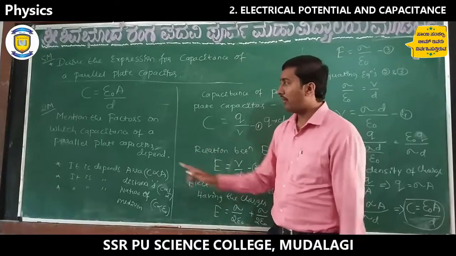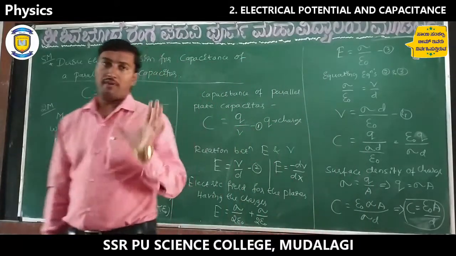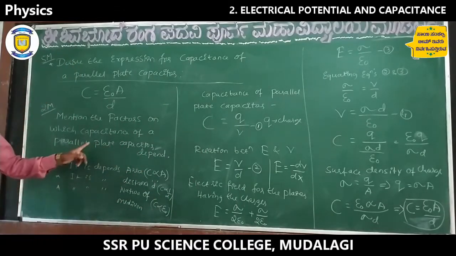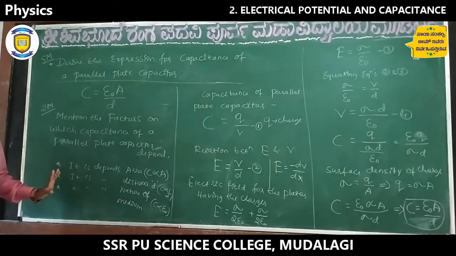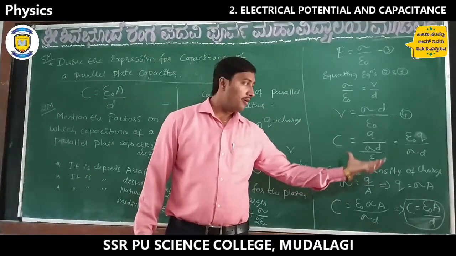Vice versa. Okay. So this is also very important, a 2 marks question: mention the factors on which the capacitance of a parallel plate capacitor depends. So this is the derivation. This is also very important, have a look at it.